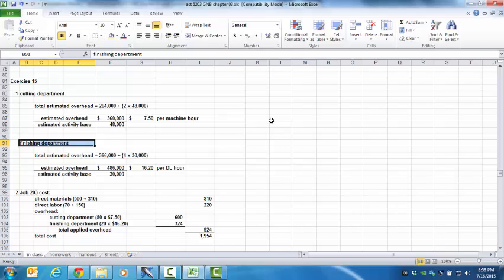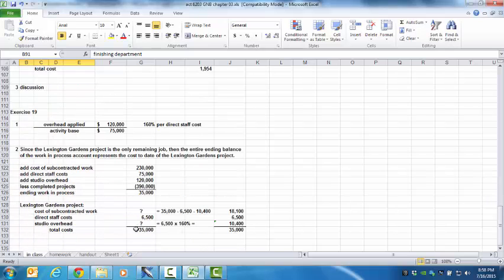So breaking this down into multiple departments can help you achieve a bit better causality. And if you can get better causality, then those variances, whether over or under applied, should get smaller and smaller, and your pricing decisions should get better and better.